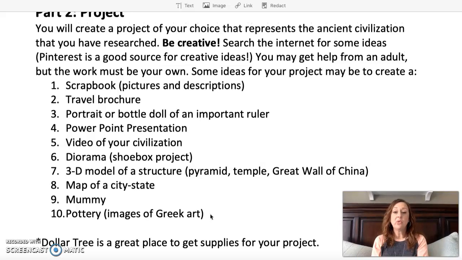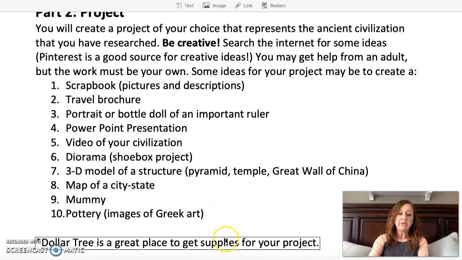We want it to be your work. It's okay for parents to help you get materials or help you with something like a hot glue gun, or if it requires cutting cardboard, we want you to be safe. So it's okay to have families participate with you, but we want it to be your own idea and the majority of the work to be your own.